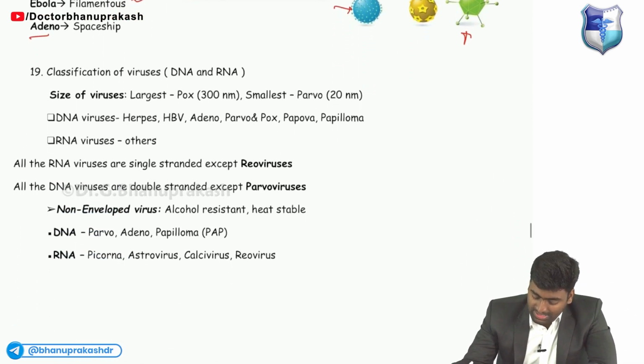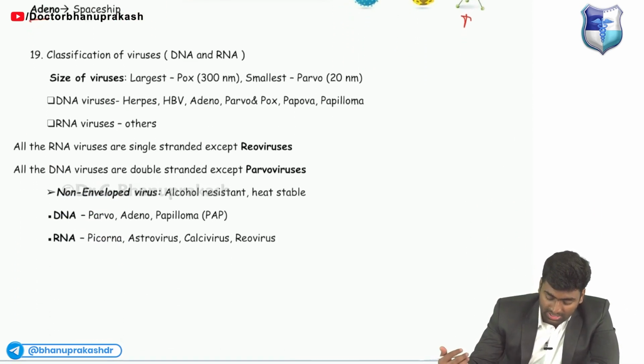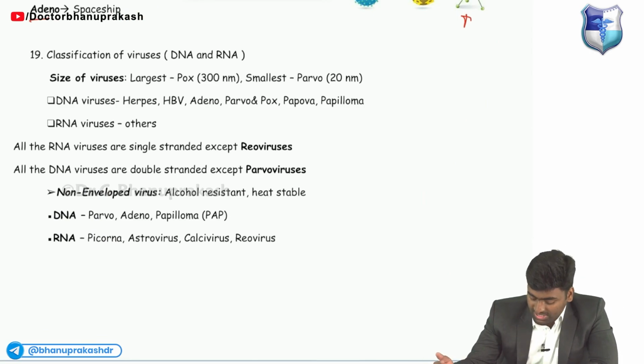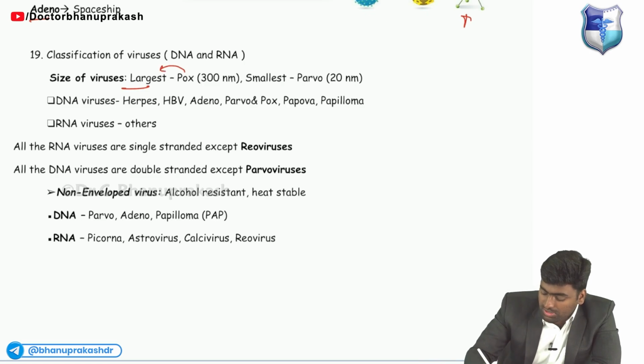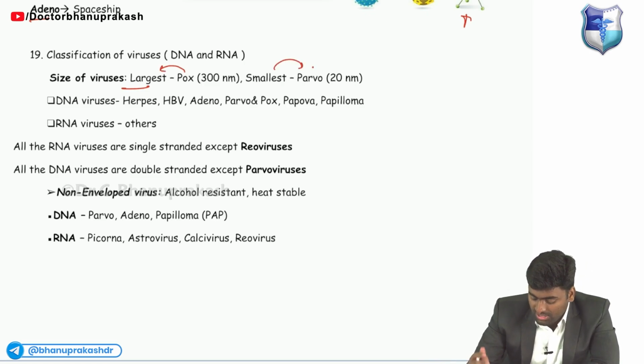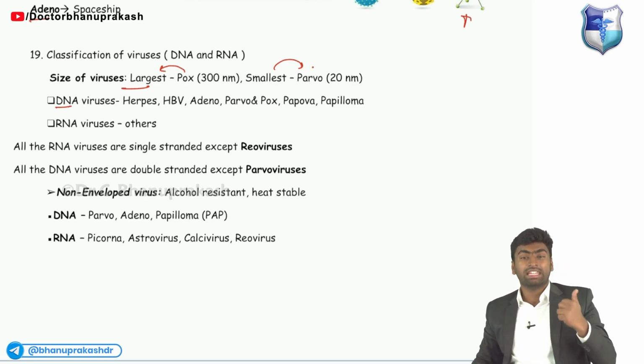Fine. Next, about the classification of viruses. There are different types of viruses based on these classifications. Based on size, the pox virus is the largest one. Smallest is the parvovirus. And DNA viruses: usually viruses have either DNA or RNA.